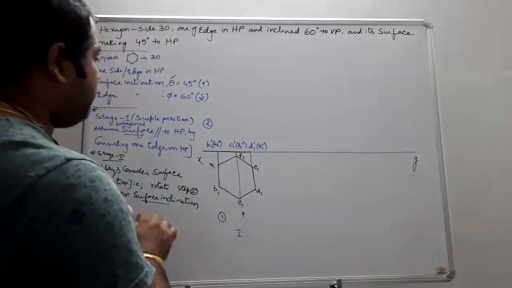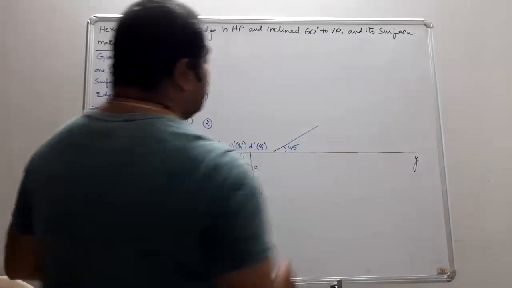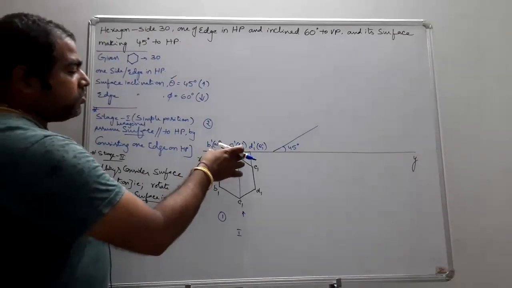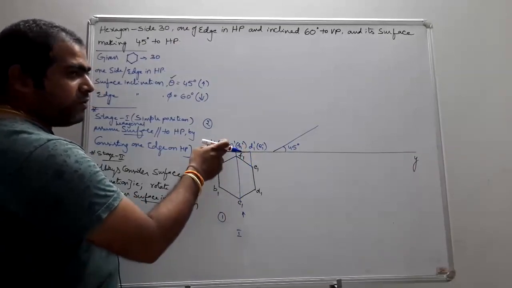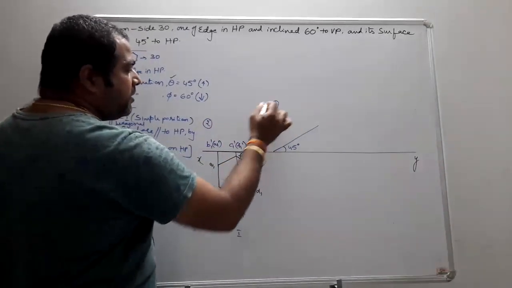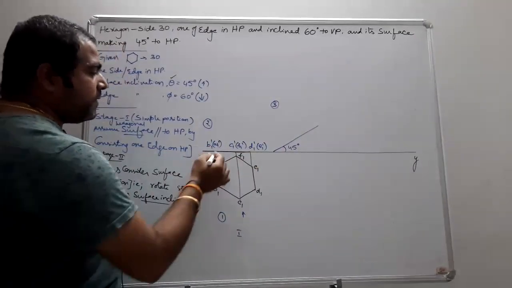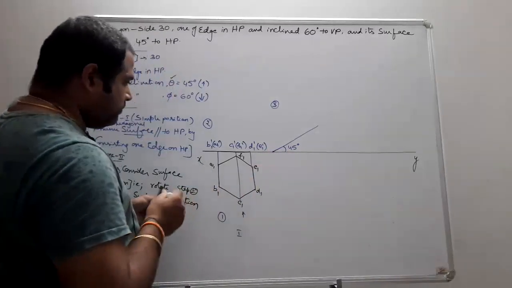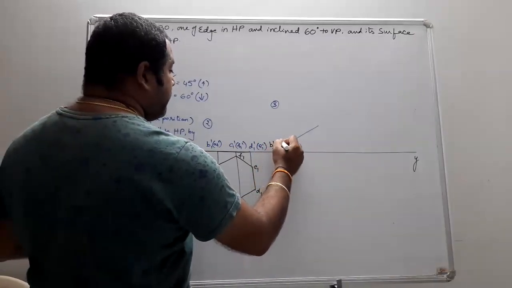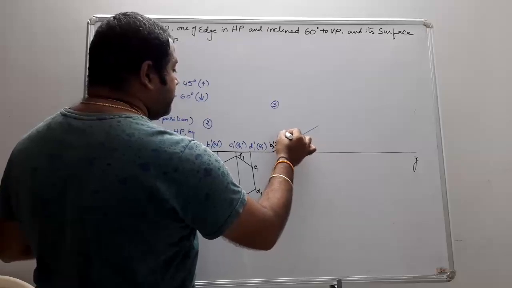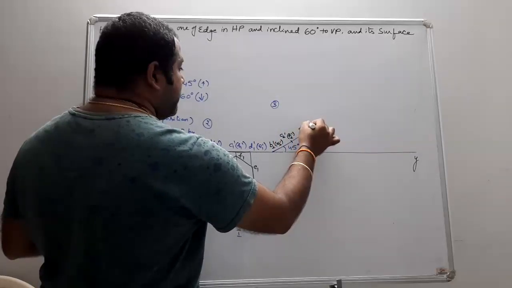So I draw a line at 45 degrees. We are supposed to rotate the front view that was obtained. This was the top view and this was the front view. The third step is obtained beside the second step, so we rotate the second step front view onto the 45 degrees line. I am reconstructing it here. This becomes B2 dash of A2 dash, this becomes C2 dash of F2 dash, and this becomes D2 dash of E2 dash.